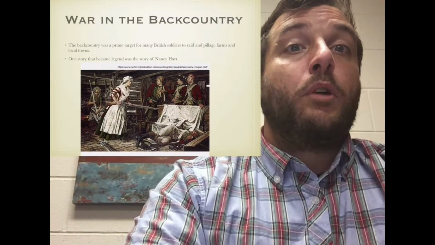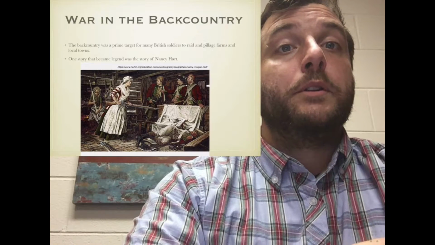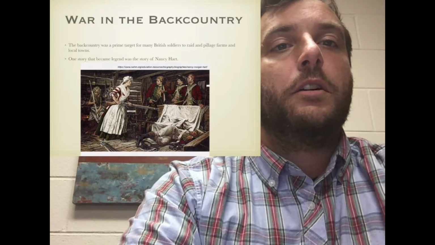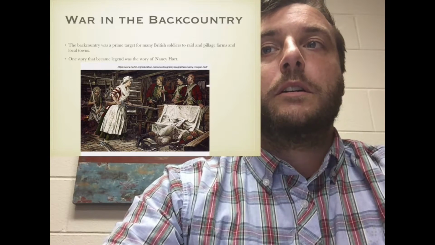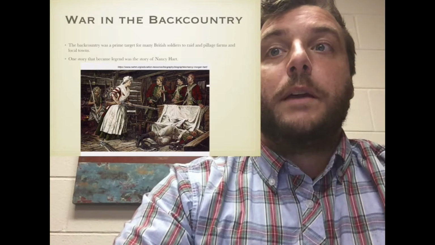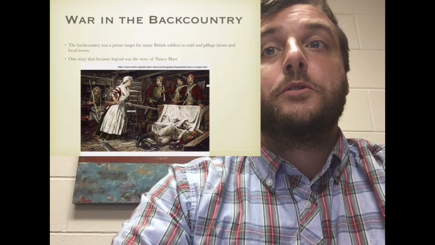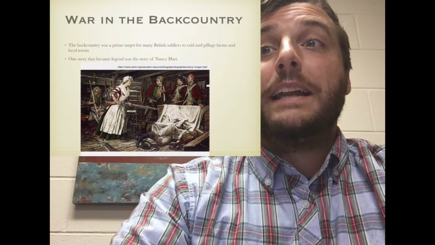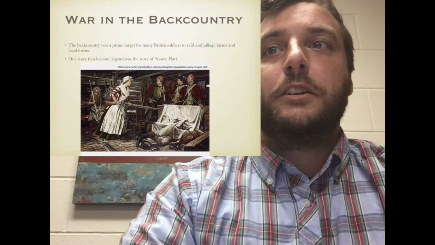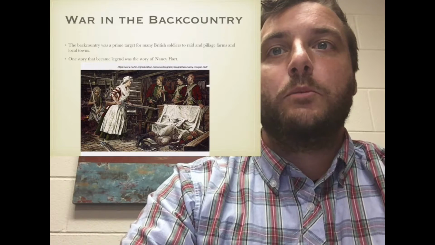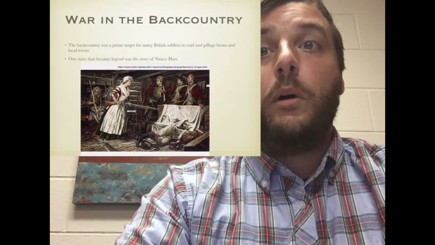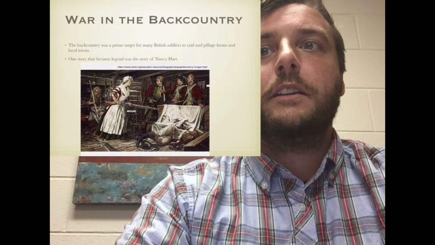The backcountry was a prime target for many British soldiers to raid and pillage farms and local towns. One of my favorite stories, the legend of Nancy Hart. In this story, I'm going to talk about one of her more famous ones. Hart's most famous act involved 5 or 6 British soldiers who killed her last turkey and demanded that she cook it for them. She devised a plan to get the soldiers drunk on her corn liquor and take their guns and hold them captive. She sent her daughter to get some water, using a hidden shell to alert neighbors of the British presence.